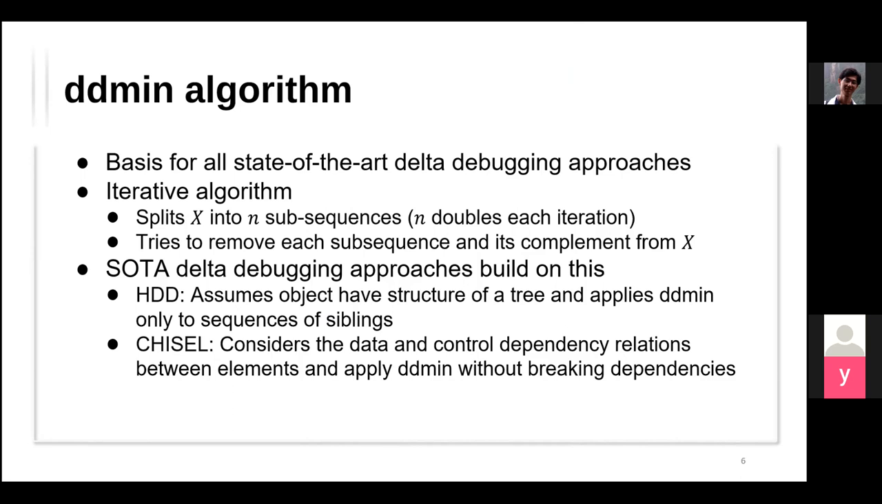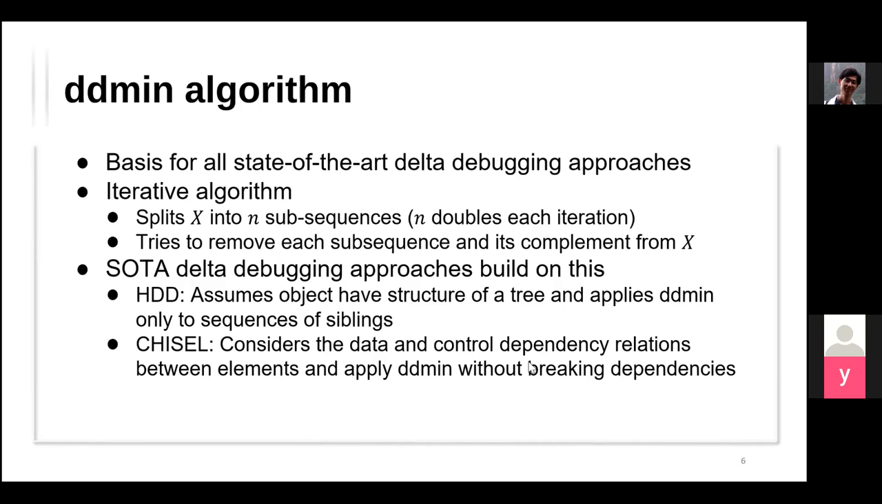So this is useful when we have ASTs. We have the AST already, and we would like to do some form of delta debugging to find the smallest possible tree that will pass a certain test case or fail a certain test case. Then there's also Cheezer. Cheezer is based on C programming itself, and it considers the data and control dependency relation.